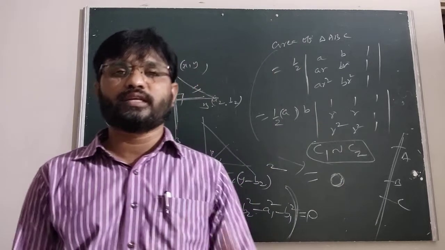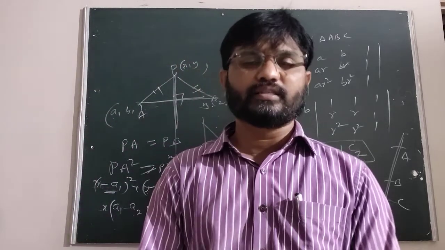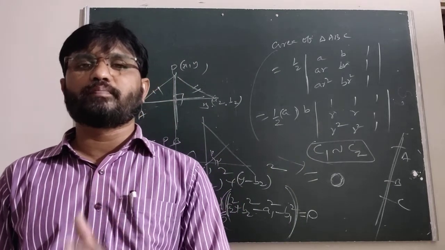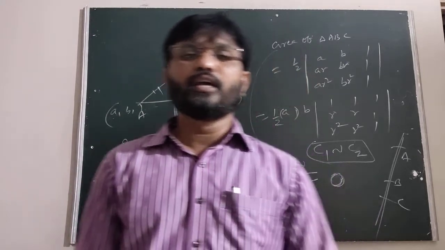After that, the incenter. The incenter is the point of intersection of the internal angular bisectors. Therefore, I is of the form ((ax1 + bx2 + cx3)/(a + b + c), (ay1 + by2 + cy3)/(a + b + c)).